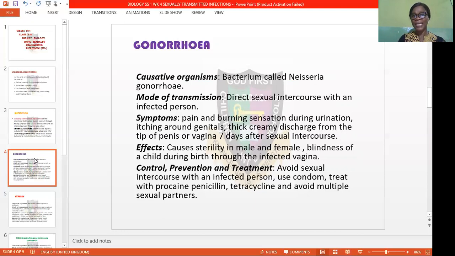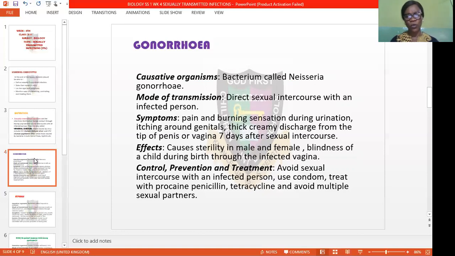What I mean to say is gonorrhea is caused by Neisseria gonorrhoeae. Once you have direct sexual intercourse with somebody that is infected, automatically you are infected. Like I said earlier on, you see pain and a burning sensation, especially when you want to urinate. There will be discharge from your vagina or penis after 7 days of sexual intercourse with an infected person.